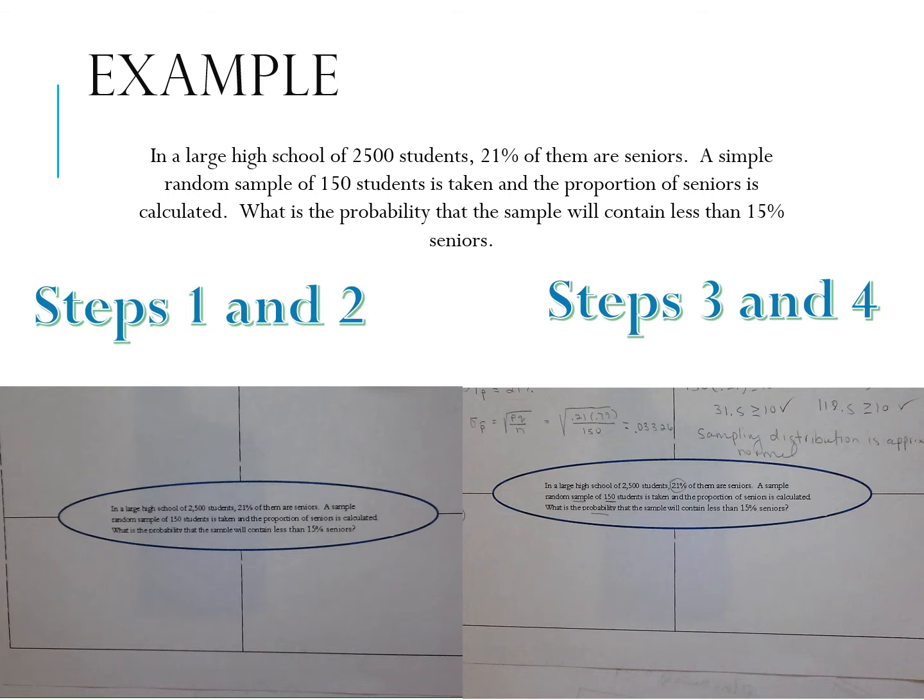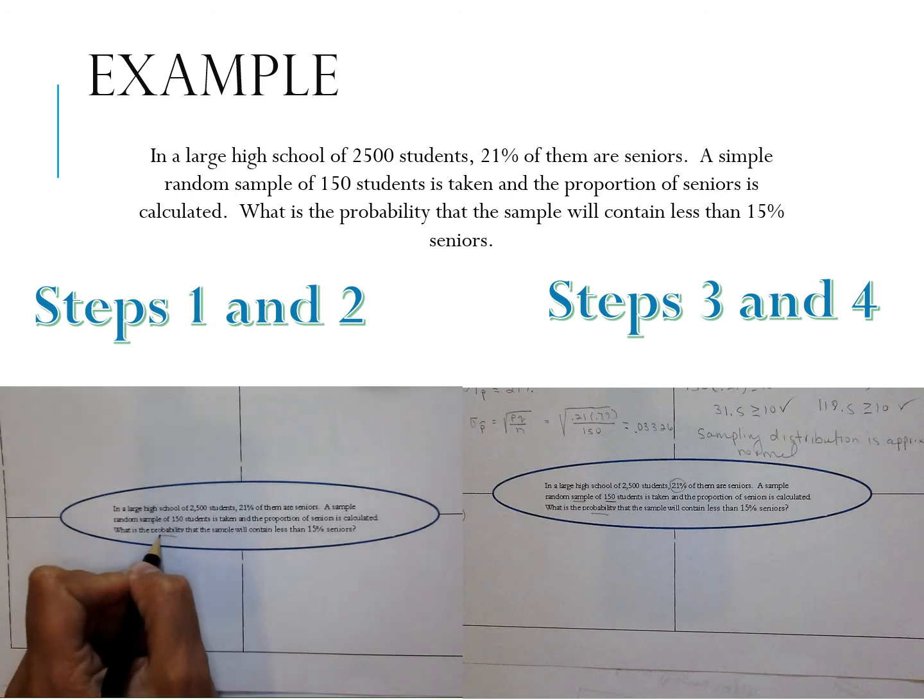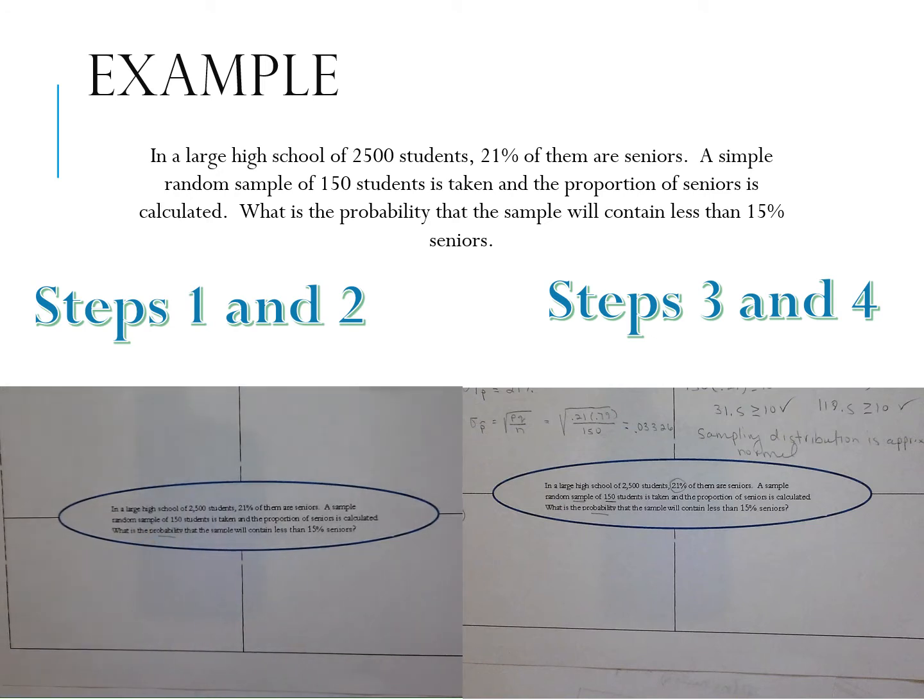All right, so in this problem it says in a large high school of 2,500 students, 21% of them are seniors. A simple random sample of 150 students is taken and the proportion of seniors is calculated. What is the probability that the sample will contain less than 15% seniors? Whenever I look at this problem, I see it's asking what the probability is, and I know I'm going to need to use normal CDF.